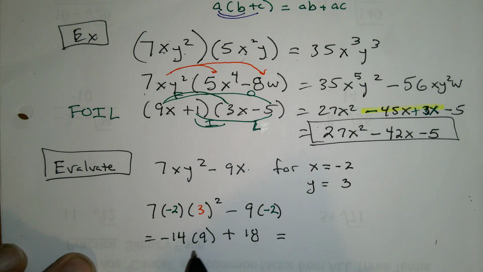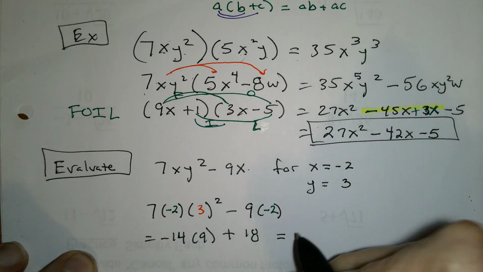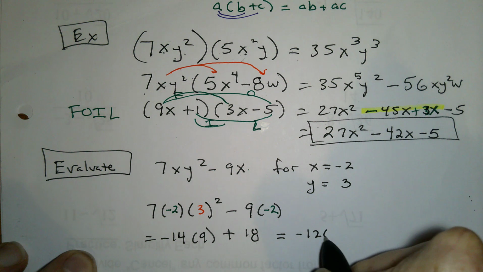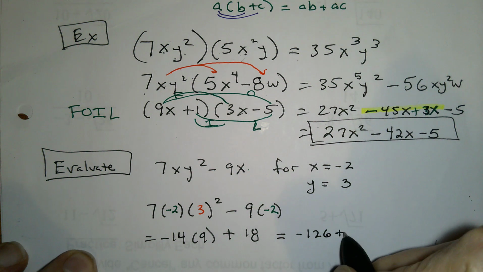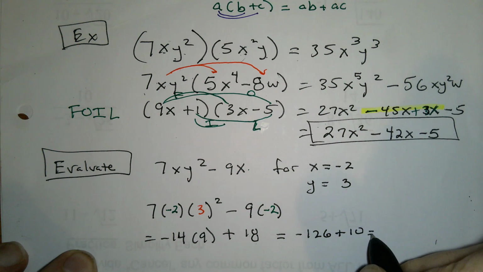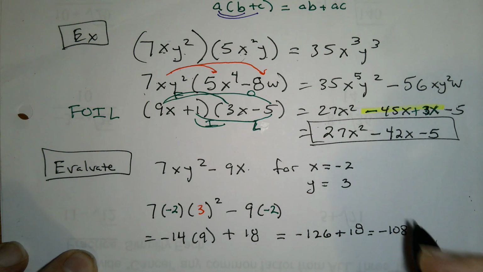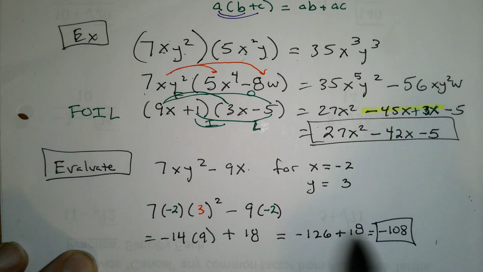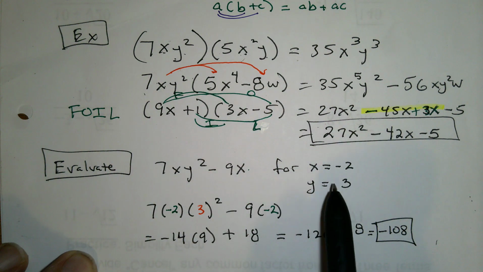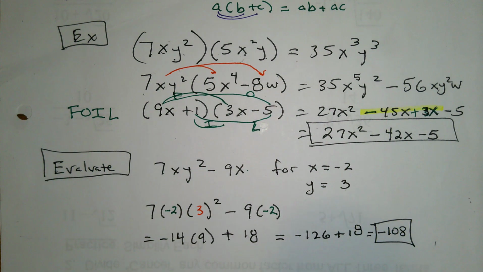So negative 14 times 9, we're going to get negative 126. And then we're going to add 18. And so we get negative 108. That's the value of this polynomial when we plug in. That's what it means to evaluate.